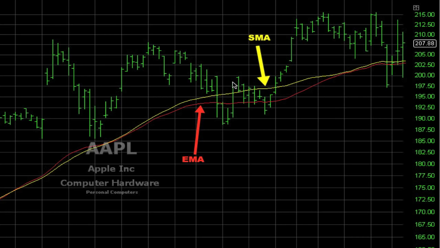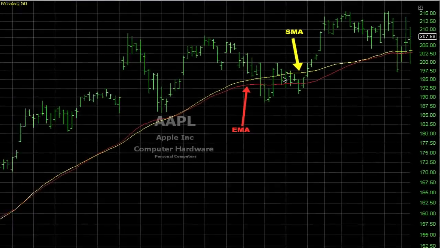MAs also help you filter out the noise in a volatile market. For example, here you see some big swings, and this might make you think that this could be the beginning of a new down move. But the MA stays upward, so the trend is still up, helping us filter out the noise.